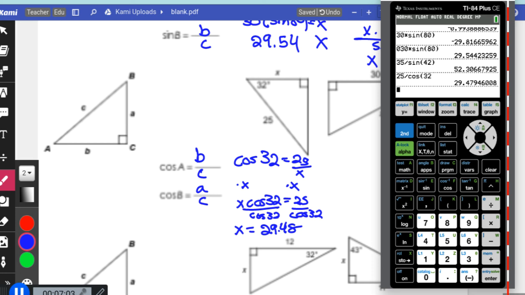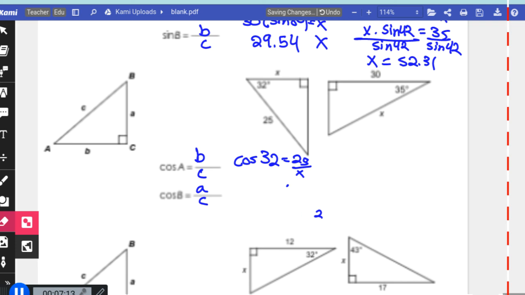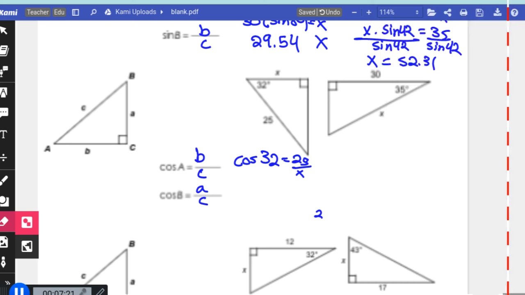Oh, I made a mistake, didn't I? I put the hypotenuse over the adjacent, so I need to do that again. I only caught that because the calculator said 29, and this x spot right here can't be 29. It has to be smaller than 25. So that's how I double checked myself.